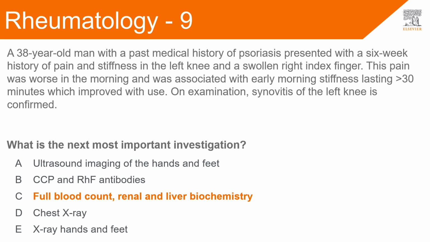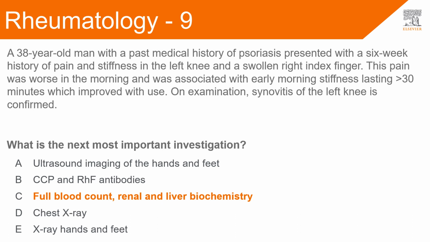One, you could do an ultrasound. That's useful for detecting things like synovitis, enthesitis and dactylitis in psoriatic arthritis, especially when the clinical examination is equivocal. However, we already know this patient has synovitis of the left knee. We've got that on examination. So even though an ultrasound of the feet may show additional joints that are involved, it is not the next important investigation, because the diagnosis can be made on the clinical presentation and the history of psoriasis alone. CCP and rheumatoid factor is not correct because it's not likely to be rheumatoid arthritis, given that this is asymmetrical oligoarticular arthritis, whereas rheumatoid arthritis involves the small joints of the hand and is much more symmetrical, as we discussed.